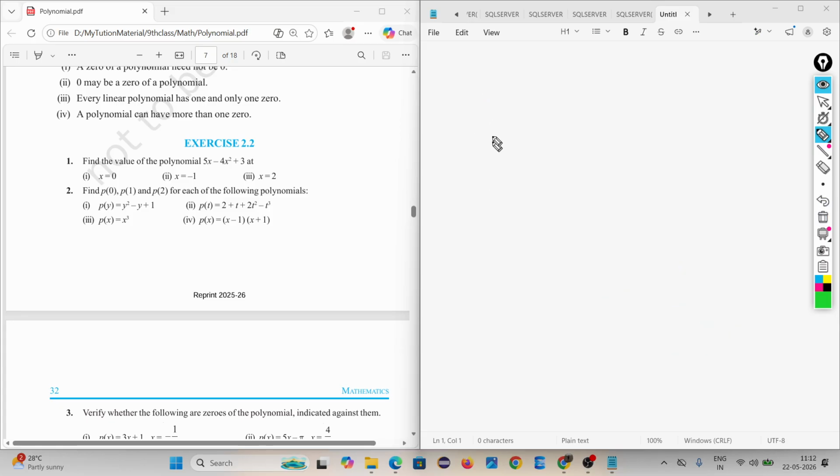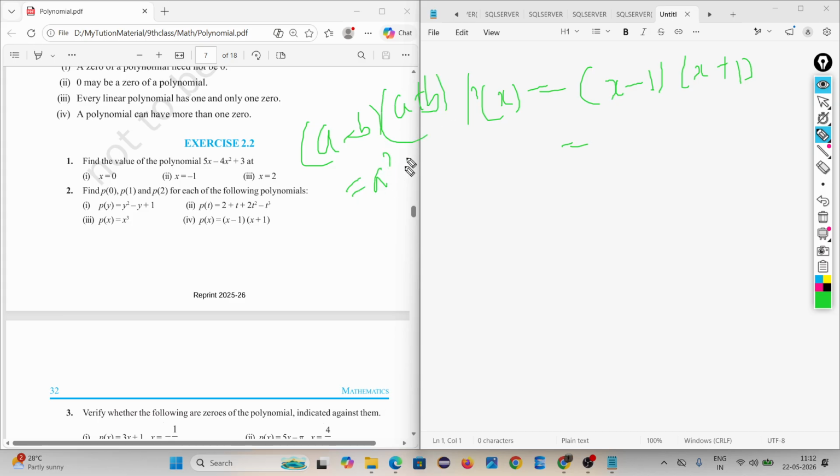Then the last question. There is a polynomial having x minus 1, x plus 1. Can I simplify this? A minus b, a plus b. Do you remember the identity? A minus b all into a plus b. Yes, sir. It will be a square minus b square. That means it is x square minus 1 square. X square minus 1 square is nothing but x square minus 1, no?